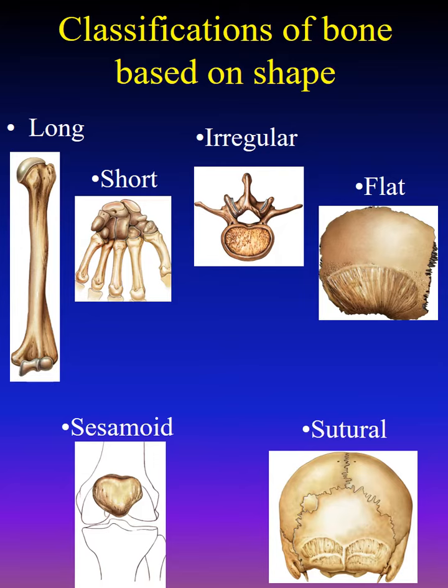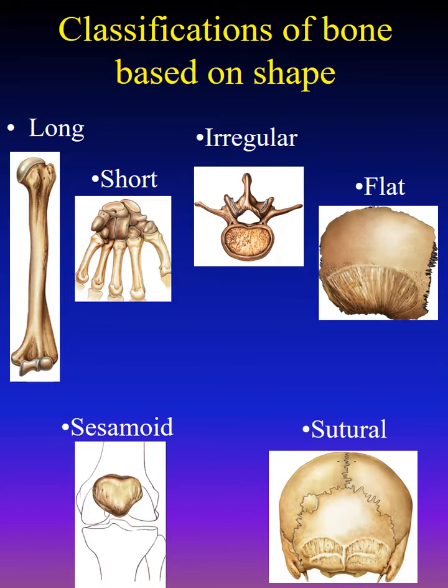The second classification shape is the short bone, and these have a length that is nearly equal to their width. The external surface of these short bones is covered by compact bone, and the interior is composed of spongy bone. Examples are the carpals, which are our wrists, and the tarsals, which are the bones within our foot.